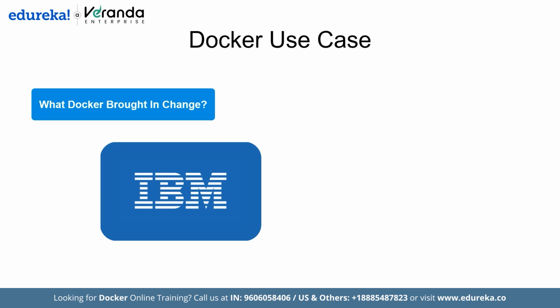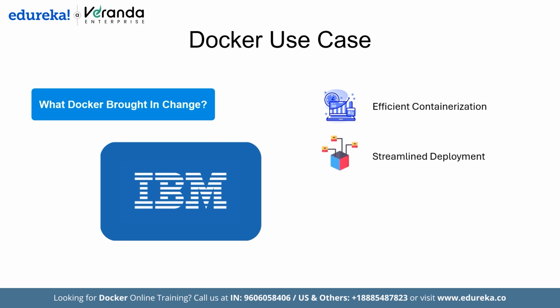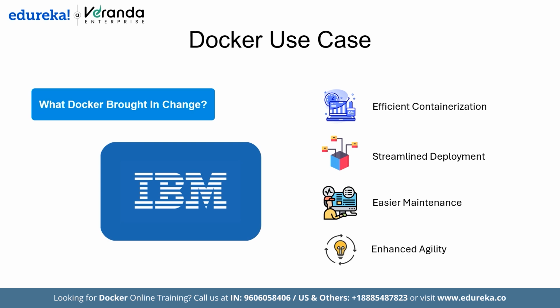So, here is a condensed version of 4 points. First is the efficient containerization. Docker improved IBM control desk's resource efficiency and scalability by containerizing its components. They also streamlined deployment, enabled faster setup with fewer errors and reduced downtime. Easier maintenance too. Docker isolated components, which made updates and maintenance more manageable and flexible. Enhanced agility. Docker made the approach for IBM control desk more agile and responsive to business needs, optimizing operations.